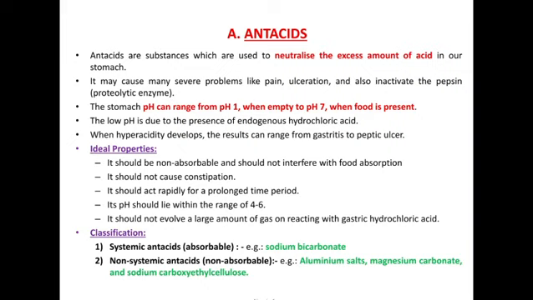Ideal properties: it should be non-absorbable and should not interfere with food absorption. It should not cause constipation. It should act rapidly for a prolonged period of time. Its pH should lie within the range of 4 to 6. It should not evolve a large amount of gas when reacting with gastric hydrochloric acid. The classifications are systemic antacids and non-systemic antacids. An example of a systemic antacid is sodium bicarbonate, and non-systemic antacids are aluminum salts, magnesium carbonate, and sodium carboxyethyl cellulose.